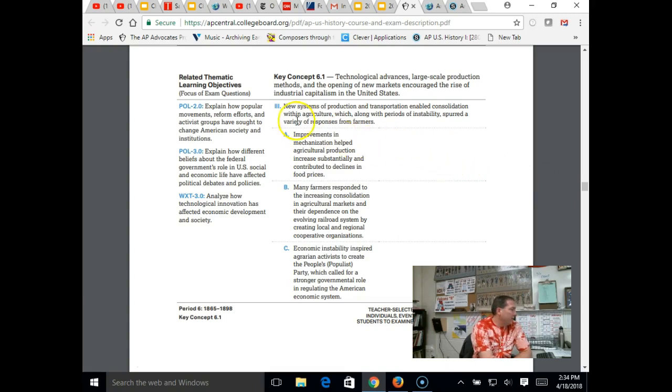And so you guys learned that during this time period there was improvements in mechanization that helped production increase substantially. And that's happening because farmers now have access to land with the Homestead Act. They're using the McCormick Reaper. They've got access to the railroads, so they can now mass produce food.